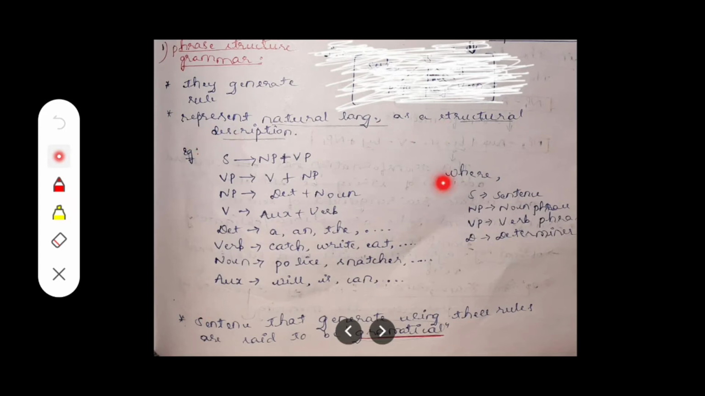And these are all the rules, where S is sentence, NP means noun phrase, VP means verb phrase, and D means determiner. These things I have explained in the previous video. If you want, you can go back and watch that video. And also, a sentence generated using these rules is said to be grammatical. If the sentence is generated by these rules, that sentence is said to be grammatical.